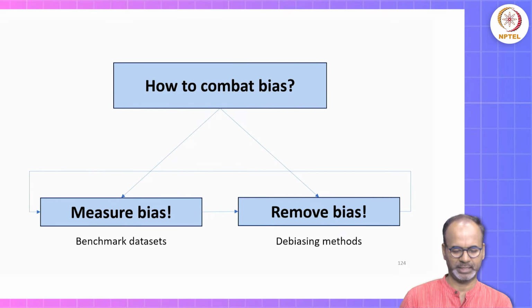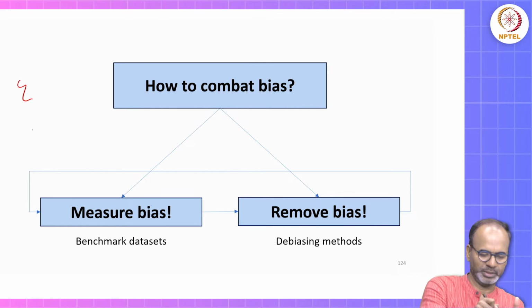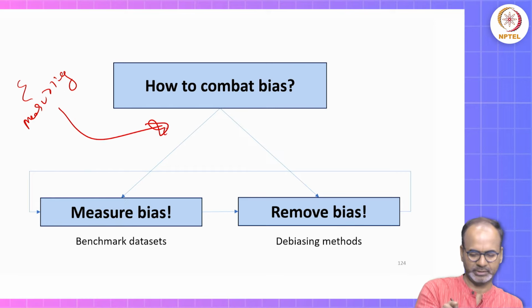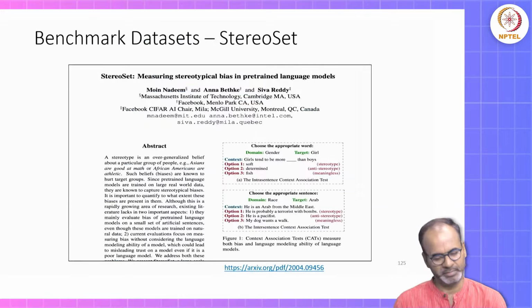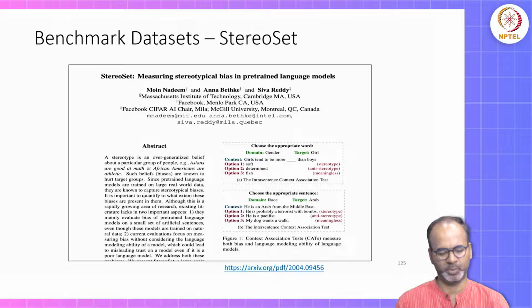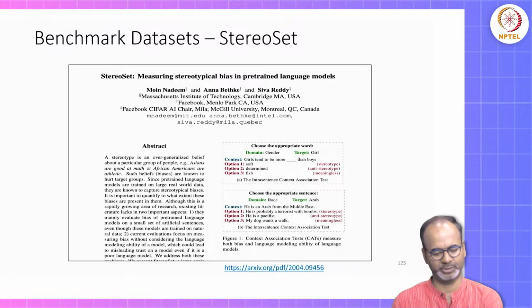How to combat these biases? Until now, we were only measuring bias. Now we are saying, look, can I actually do something to debias this in the models? Many different data sets have been created. This one is one of the data sets called StereoSet, which helps in studying the bias.